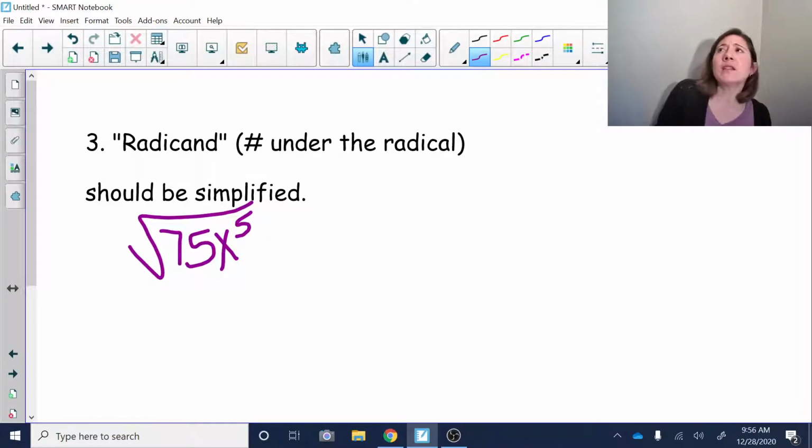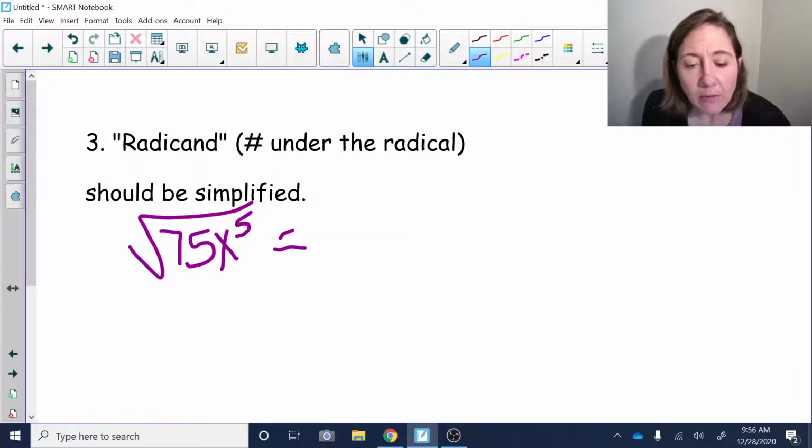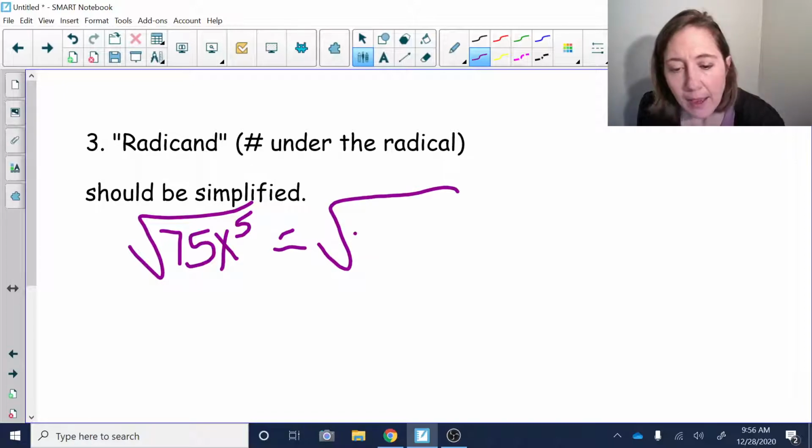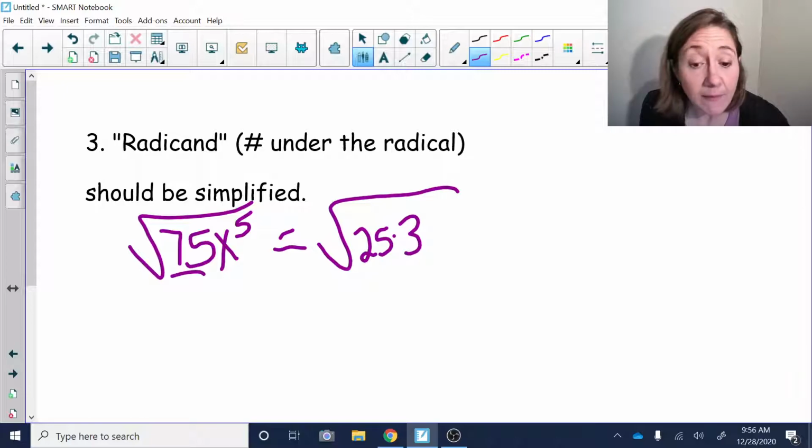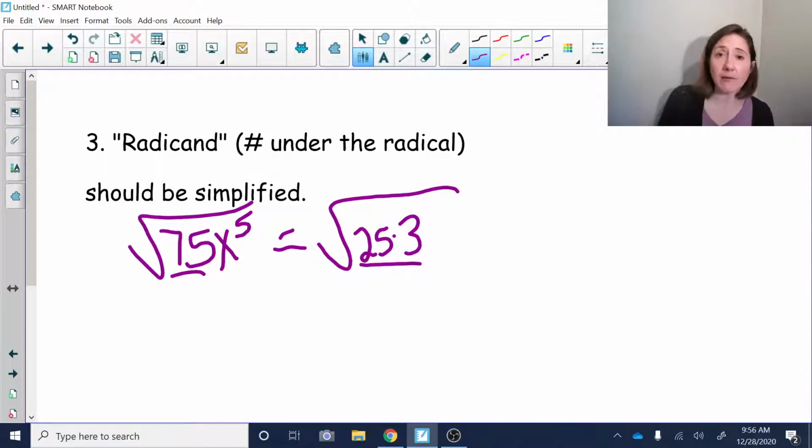So if it doesn't square root nicely, your next step is to look and see if you can think of any factors of 75 that would be something that you could square root nicely. And 25 is what comes to mind for me. So I could rewrite this as a 25 times 3. So that's the same value as 75. So I'm not changing the value that I have. I'm just changing how it looks a little bit.